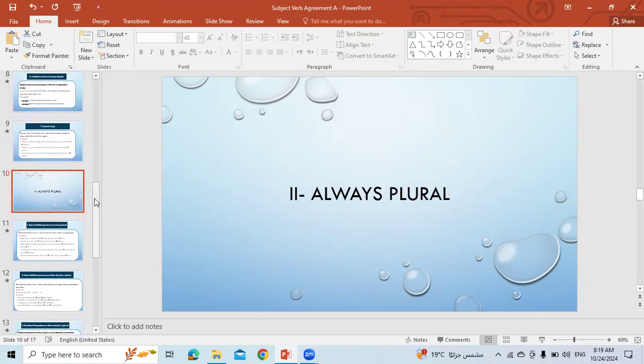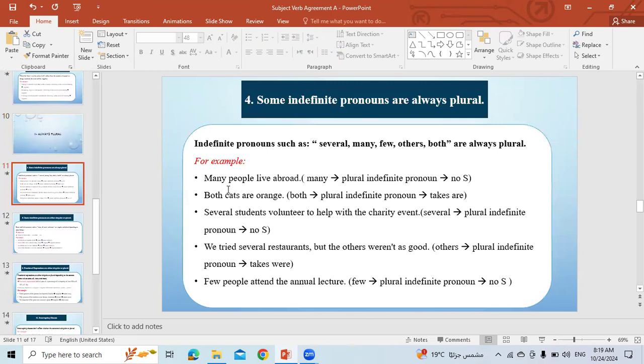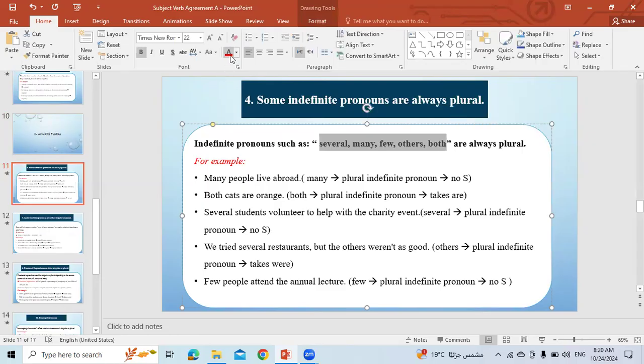Now we have part 2 of the lesson, dear. The ones that are always plural. First of all, what are always plural? Words like several, many, few, others. Many people live. Both cats are. Several students volunteer. Okay? And these words are always plural.